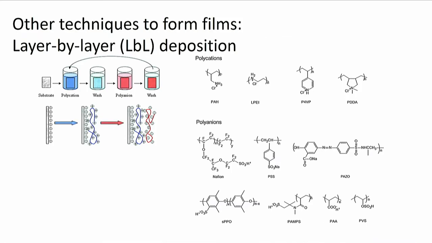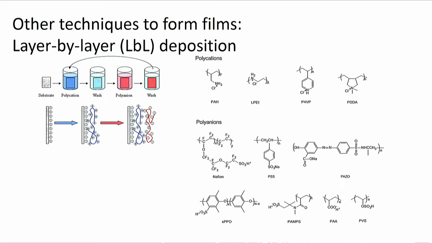Other techniques to make layers: layer-by-layer deposition. Now I'm mentioning another technique to make layers that has nothing to do with the air-water surface, but directly with adhesion on the substrate. If you have a substrate that bears some charge, you can have polyanions and polycations that adhere on the surface. In this example, I'm starting from a surface that bears negative charges, which would be the case of silicon covered by its natural oxide, which has the OH minus groups.